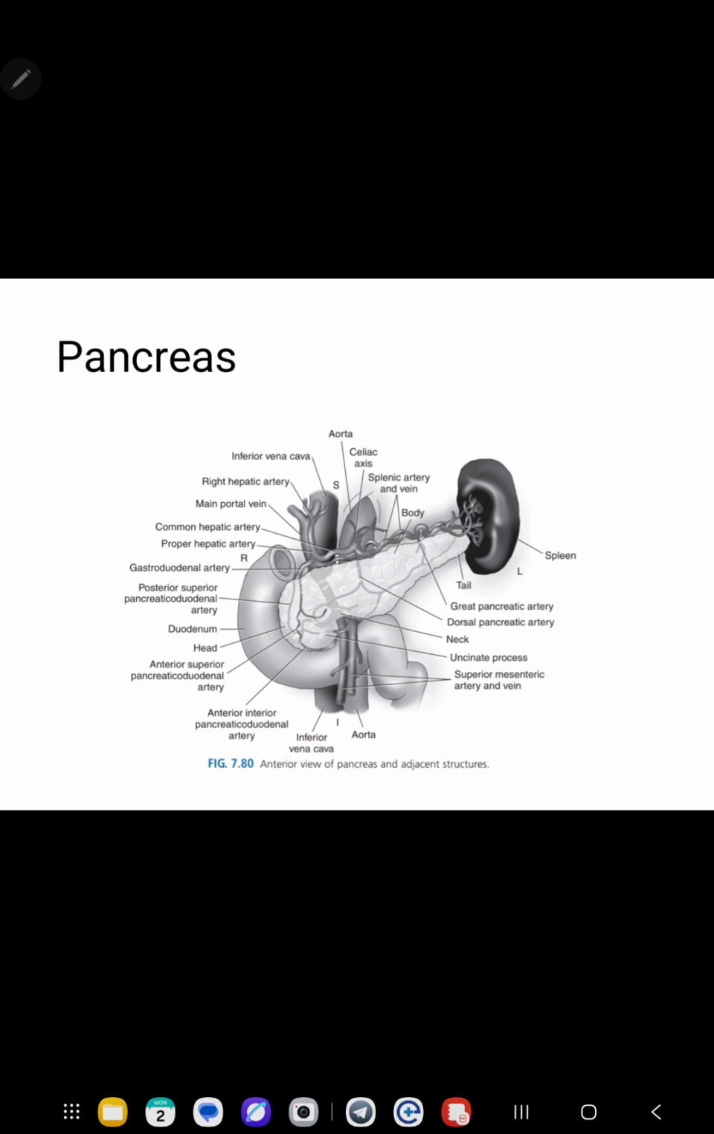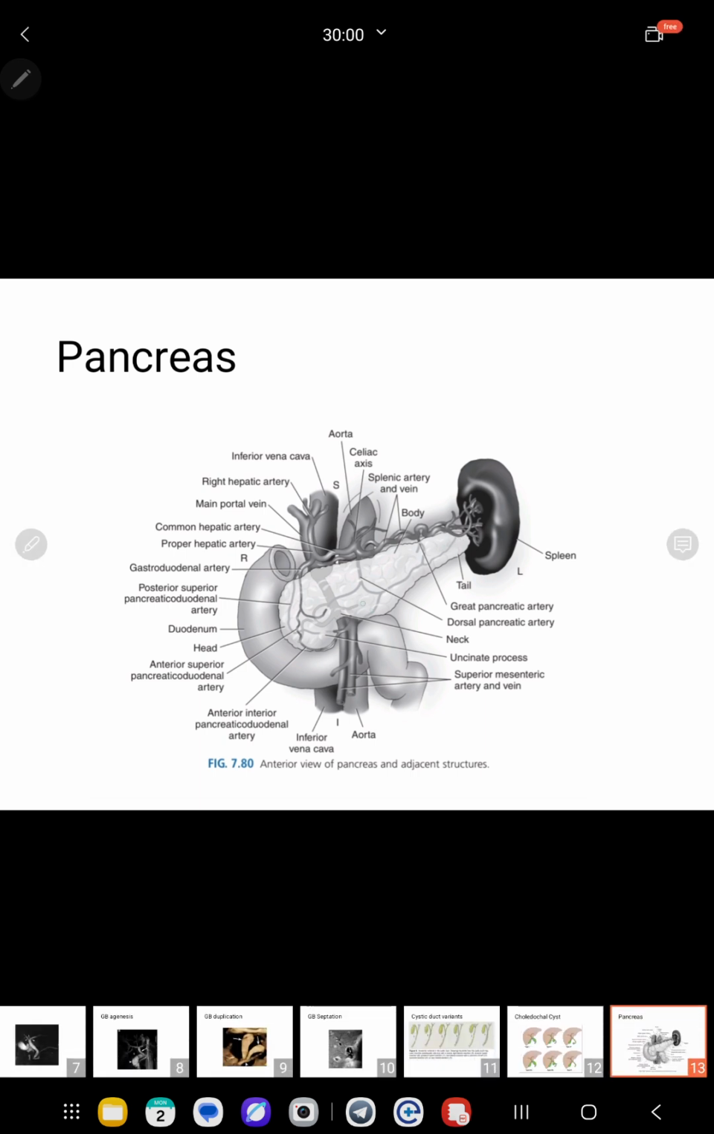Pancreas anatomy: it is extending from the second part of duodenum and it is running obliquely towards the splenic hilum. So it has got uncinate process, head, neck, body and tail. Uncinate process is the posterior and medial extension from the head, and it is between the IVC, inferior vena cava, and superior mesenteric vein. And then comes the head.